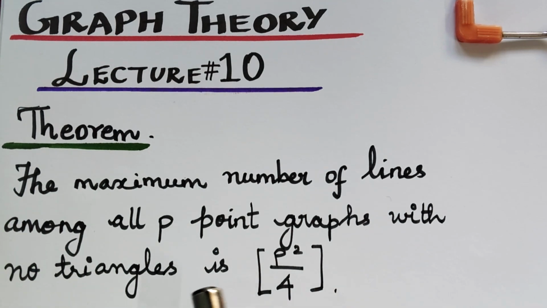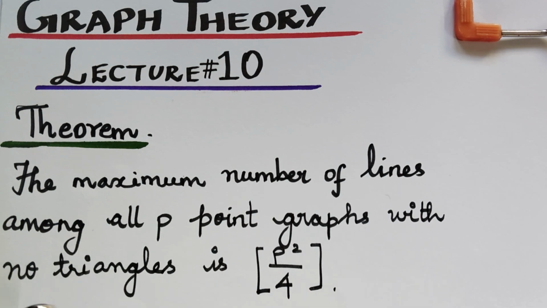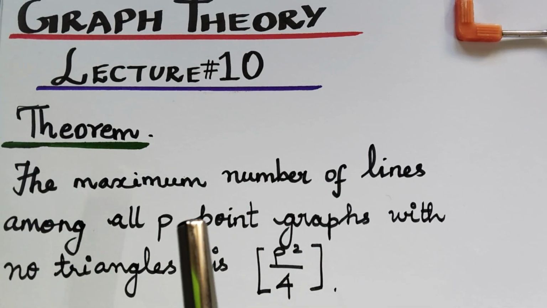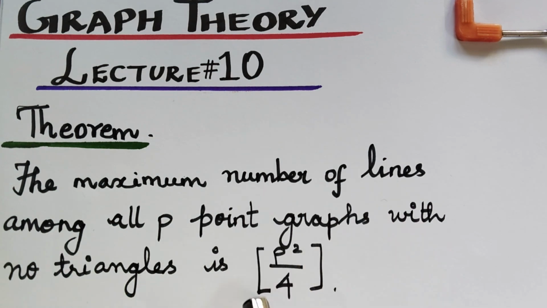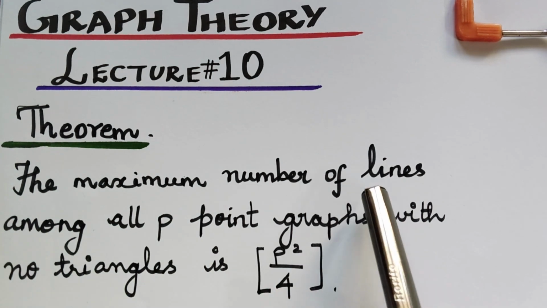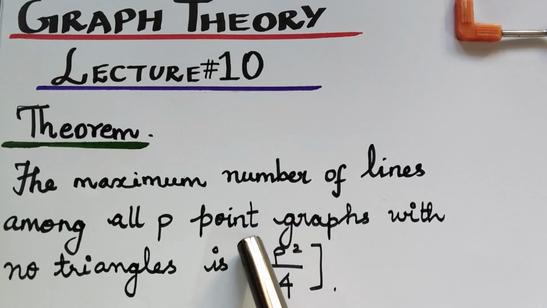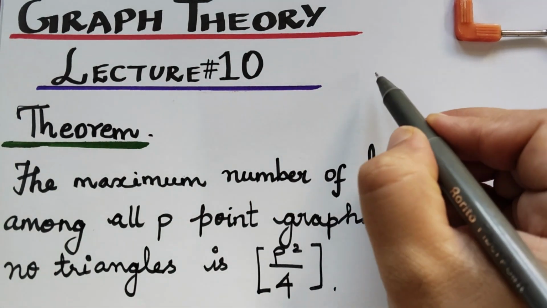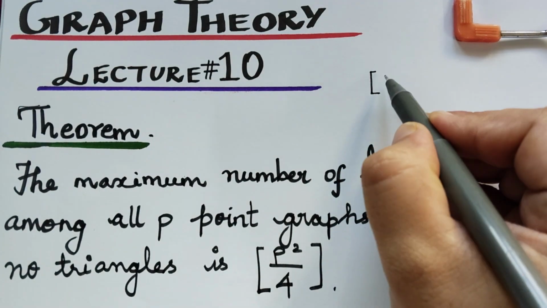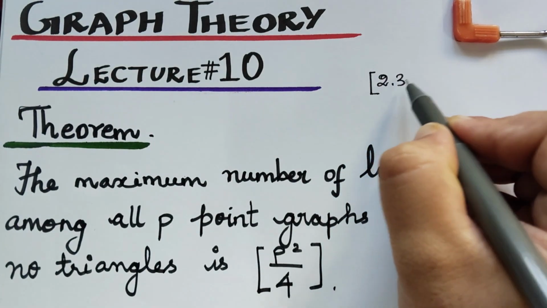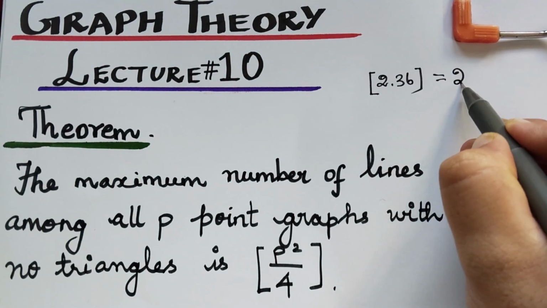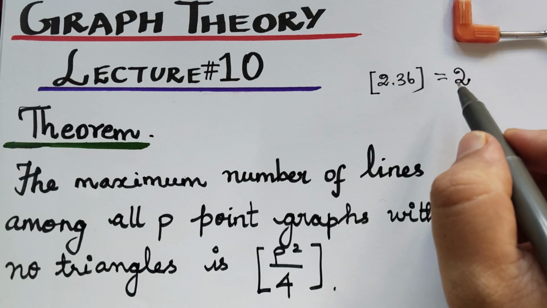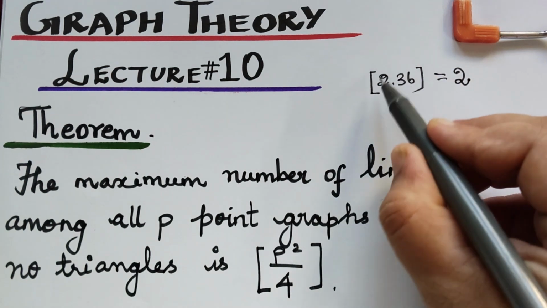That is, in a graph, if there are no triangles, then the maximum number of lines possible for a p-point graph is the integral part of p square by 4. Before proving this theorem, let us try to understand what is this integral part of p square by 4. For example, if you have 2.36, then the integral part of this number is equal to 2. That is, it will be the greatest integer not exceeding this number.